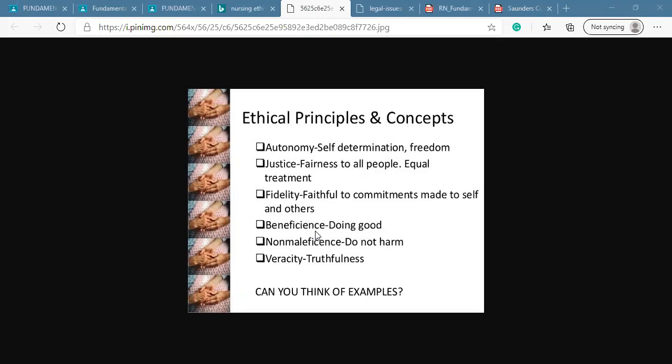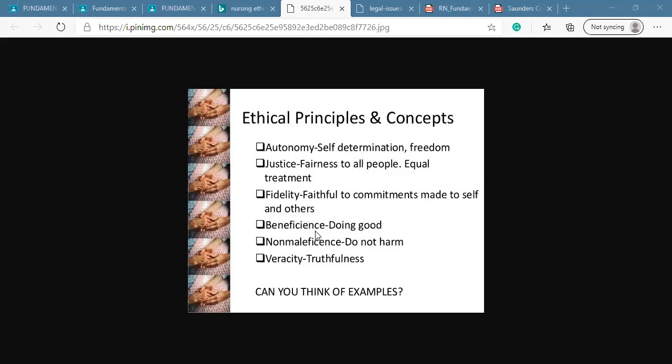I want to give you some examples. Imagine a patient is a chain smoker, or the patient is a smoker, and you encourage them not to smoke, and because of your encouragement, the patient stops smoking. So it is good for the patient because smoking causes cancer.